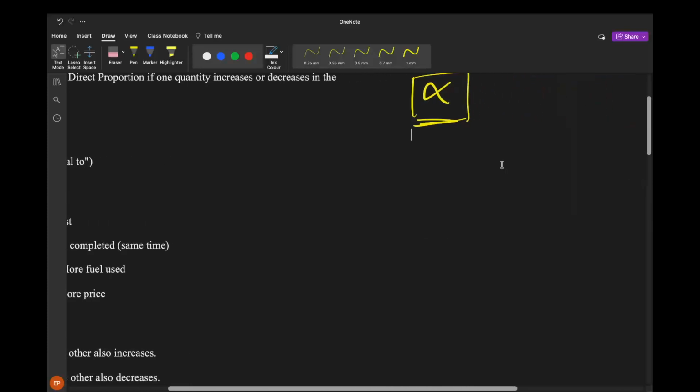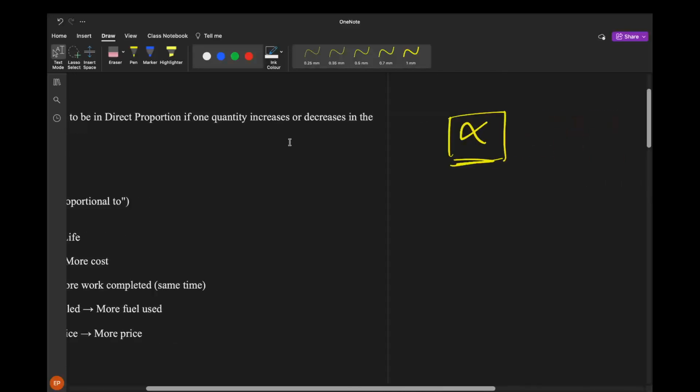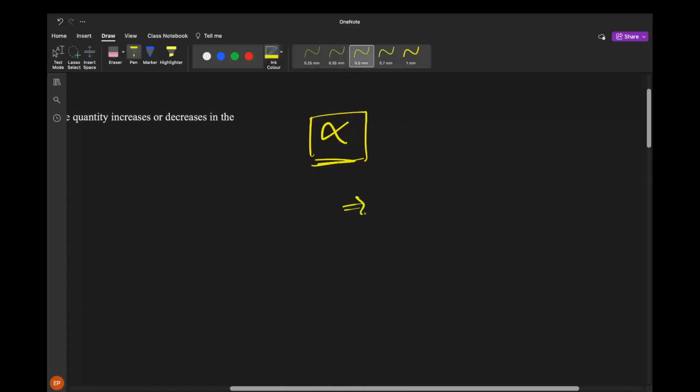Suppose, let me explain the definition first. Two quantities are said to be in direct proportion if one quantity increases or decreases in the same ratio as the other. Let me take an example. Suppose I bought two notebooks for 30 rupees. Assume this is notebook, and this is cost. Two notebooks I got for 30 rupees. Suppose if I want to buy four notebooks, how much should I pay?